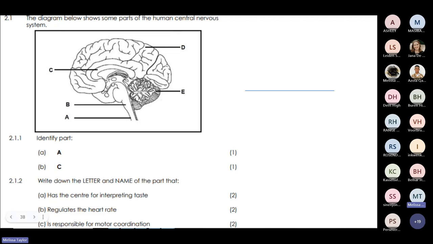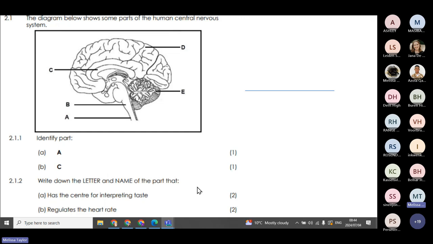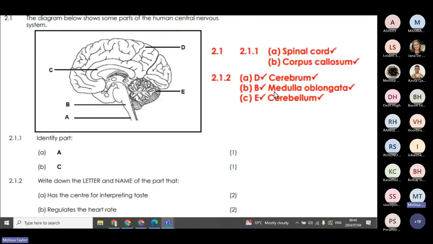Your heart rate is regulated by B, the medulla oblongata. And then is responsible for motor coordination. Remember, there is a difference, here's the memo, a difference between coordination and control, right? Controlling your voluntary actions is your cerebrum, making the decision to pick up your cup and have a sip of your juice. But the cerebellum coordinates it. This part of the brain makes that movement happen smoothly. Okay, so the answer for C is E, cerebellum.